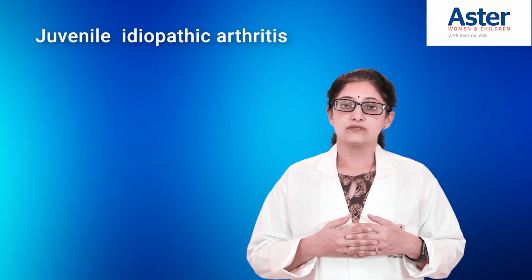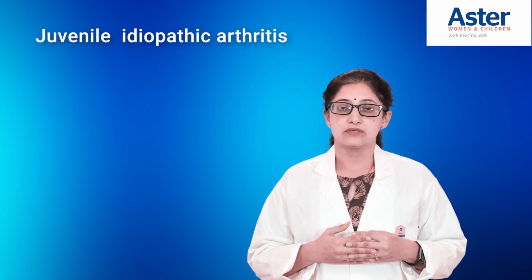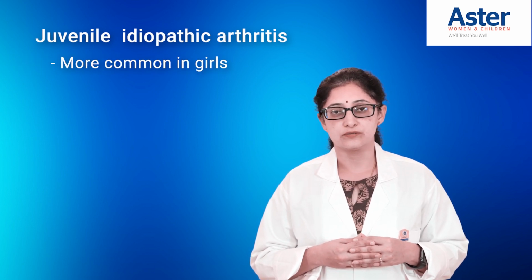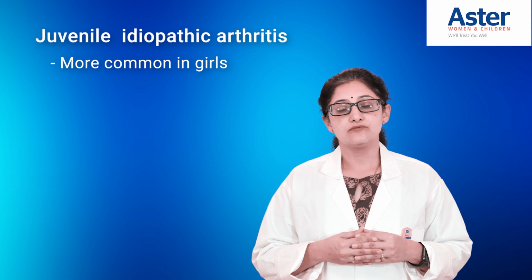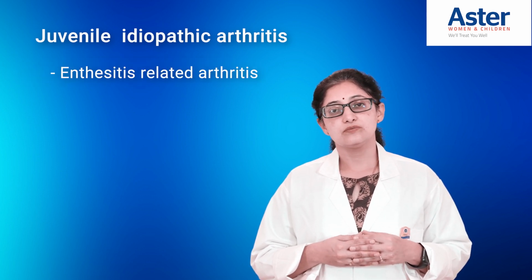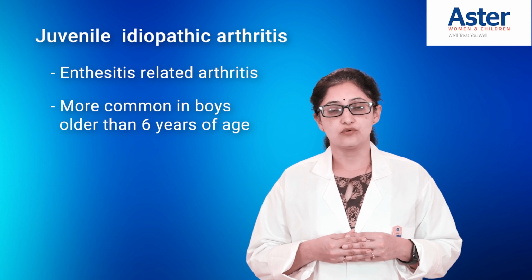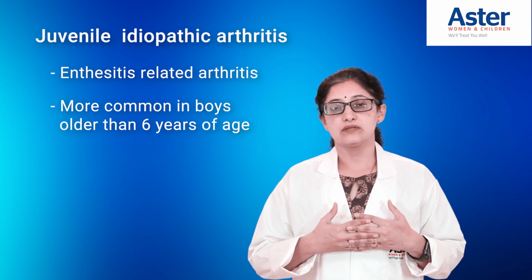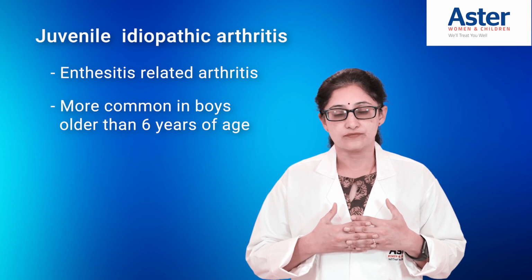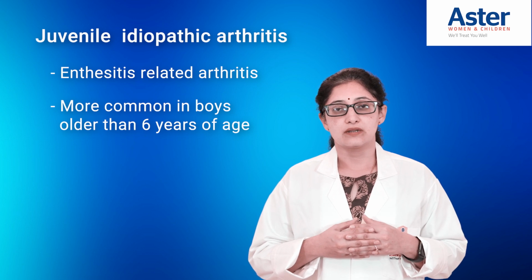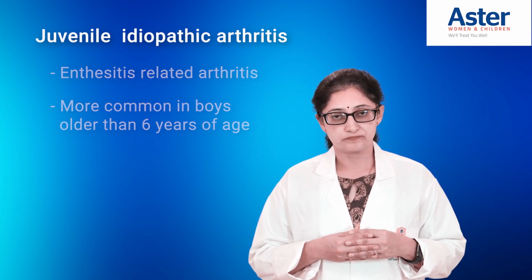So arthritis, especially juvenile idiopathic arthritis, is more common in girls when compared to boys. However, there is one form of arthritis called enthesitis related arthritis, which we see more commonly in boys older than 6 years of age, and they come with a lot of pain and swelling of the joints, especially of the lower limbs, with difficulty in walking, night pains, sometimes fever.